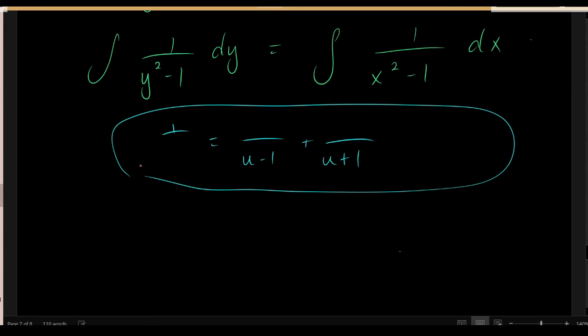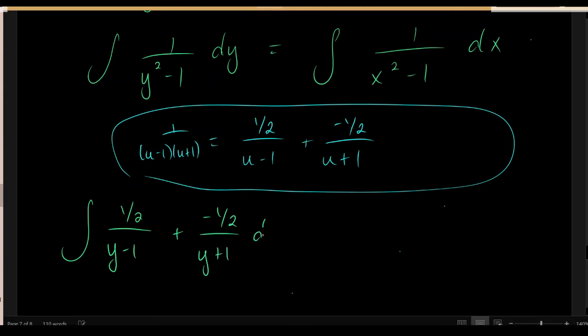So again, using the Heaviside cover-up method, we can fill in these blanks. The first fraction corresponds to a denominator which zeroes out at positive 1. So if I plug positive 1 into the left side, covering up u minus 1, I get 1 over 2. And similarly, for the second fraction, I get negative 1 over 2. So as a result of that decomposition, I now know that the left side is 1/2 of 1 over y minus 1 plus negative 1/2 of 1 over y plus 1, and similarly for the x's on the right side.